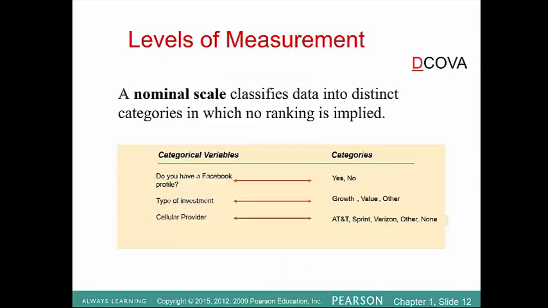Within data, there are different levels of measurements. First one we're going to talk about is called a nominal scale. Nominal scale classifies data into distinct categories in which no ranking is implied. Nominal variables are just categories with no specific order. Do you have a Facebook account? Yes or no? The type of investment. Do you want growth, value, or other? Depends on your preference. Cellular providers. Do you have AT&T, Sprint, Verizon, other, or none?